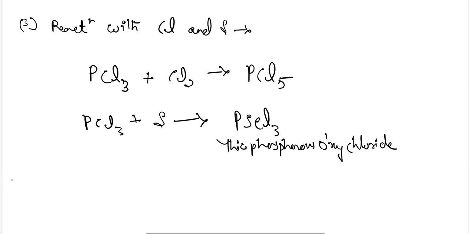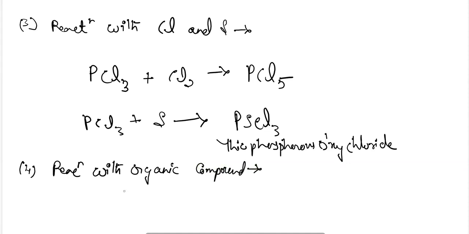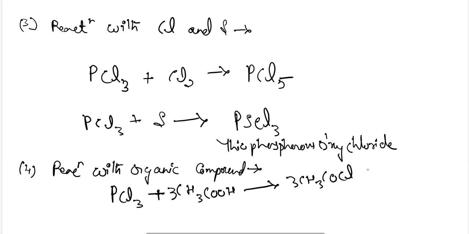Okay. Its reaction with organic compounds. So PCl3 reacts with acetic acid to form acetyl chloride and phosphorus acid.